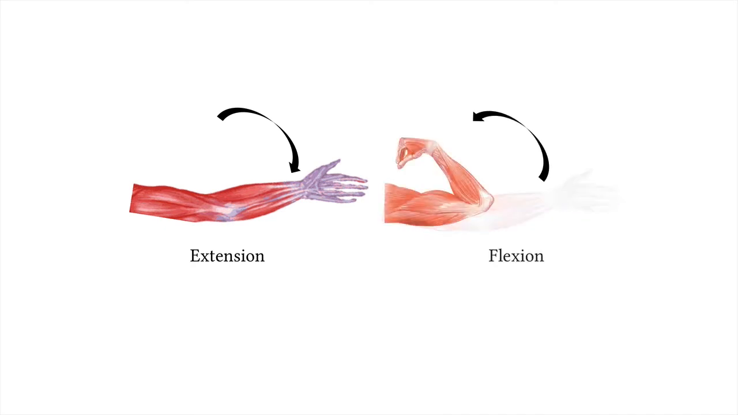Flexion is the opposite of extension. Flexion decreases the angle between the bones of the joint. So when you bend your arm to show how strong you are, your arm is in flexion. You can flex your fingers, wrists, elbows, shoulders, vertebral column, thighs, legs, and toes.